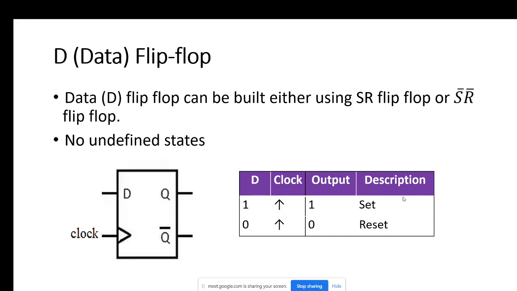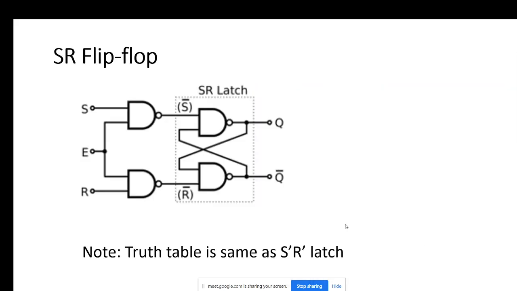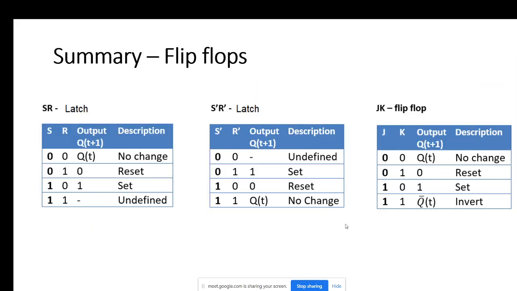When D is 1, we say set it. When it is 0, we say reset it. And actually there are some complicated scenarios. We are not interested. Just remember there's another flip flop called D flip flop. Okay, right. So this is sort of a summary. You have to look at all these things at the same time.